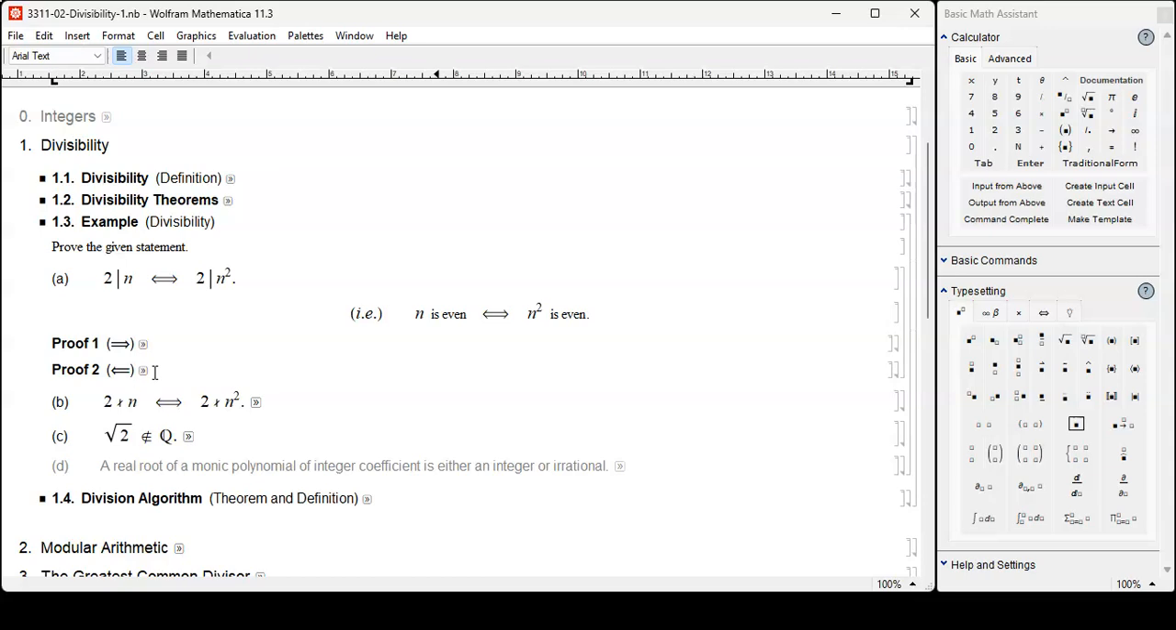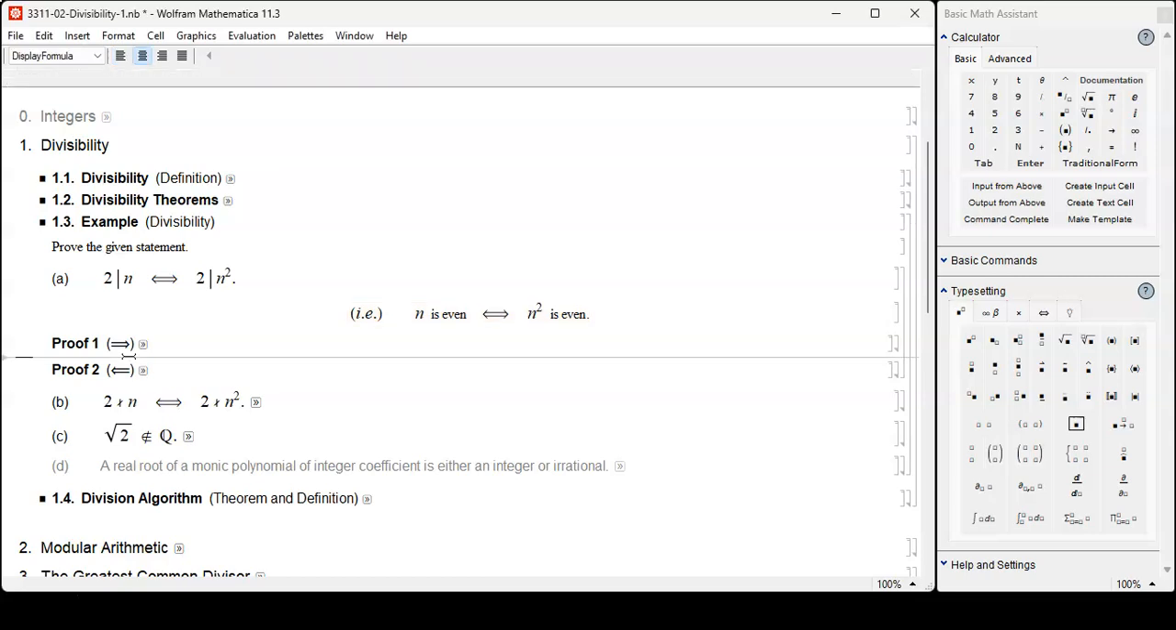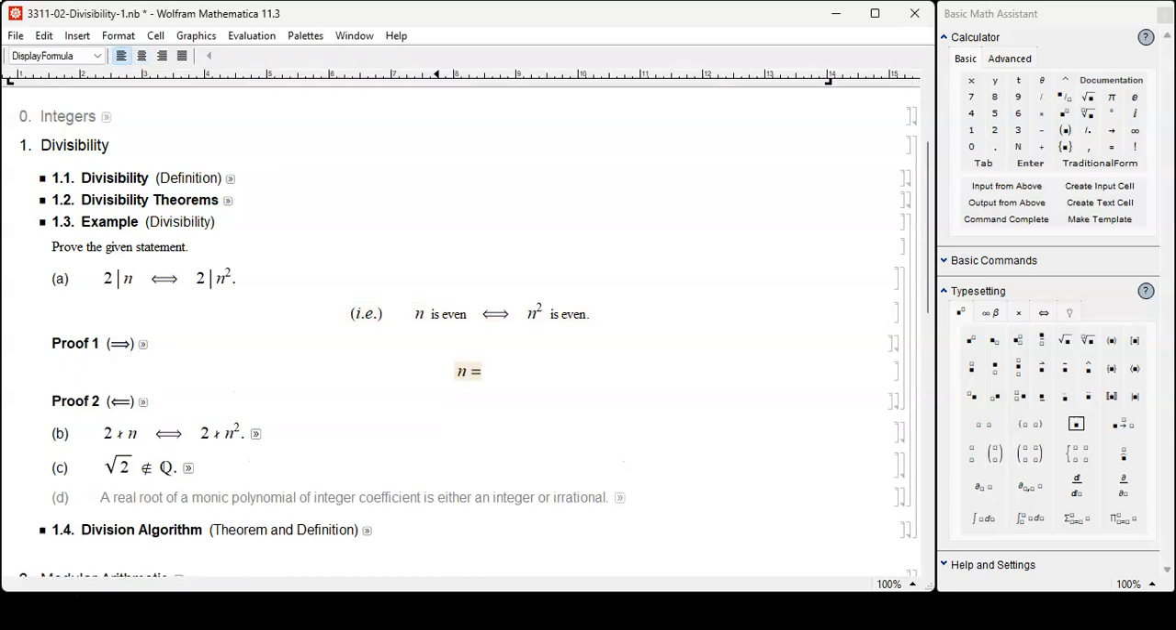All right, let's consider the forward direction. Oh, by the way, what do you mean by this? This means n is even if and only if n squared is even. You see, 2 divides a certain number. That means that number is an even number. Okay, how do I prove this? So 2 divides n. What do you mean by 2 divides n? n is 2 times some integer.